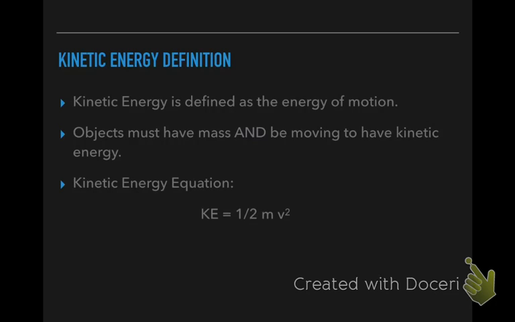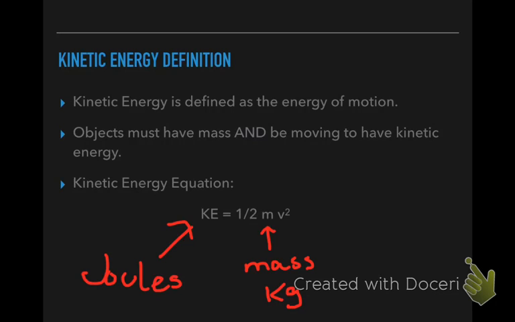So KE stands for kinetic energy, and this is measured in joules. m stands for mass, and this is measured in kilograms. v stands for velocity, and this is measured in meters per second. So we have KE equals 1/2 mv squared.